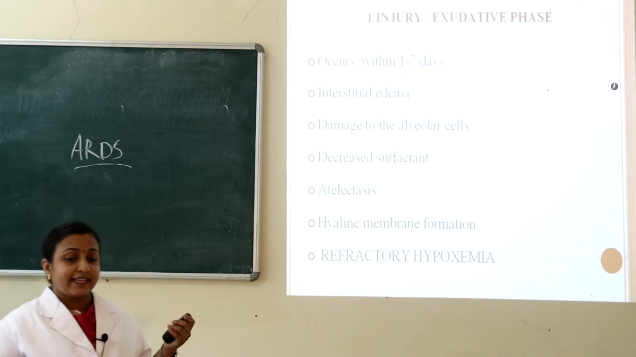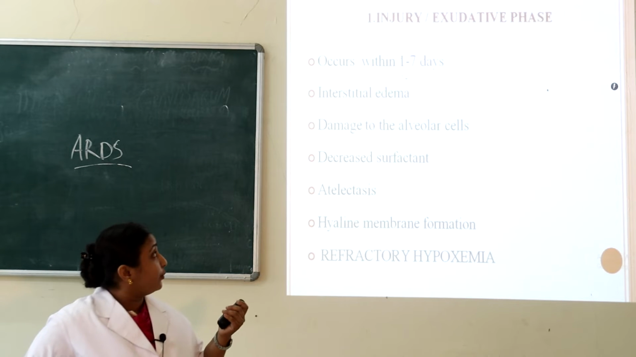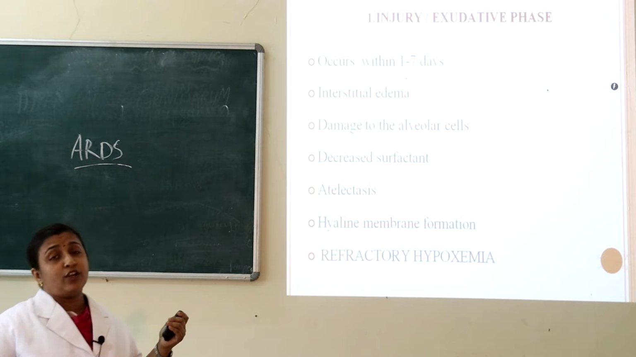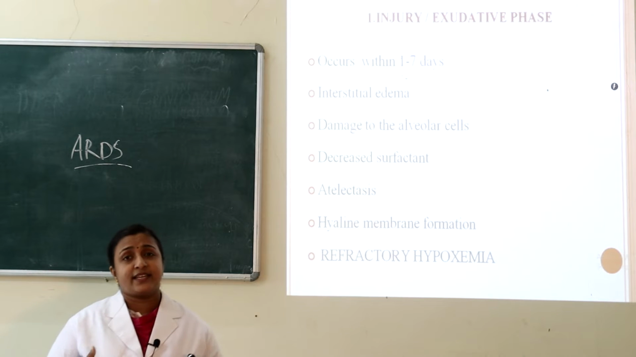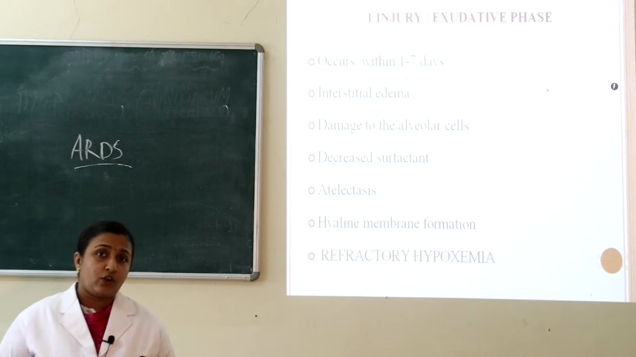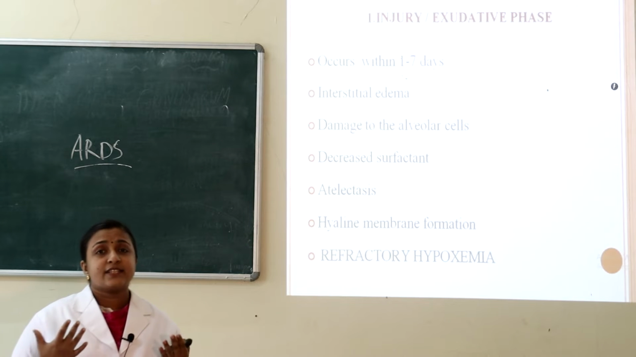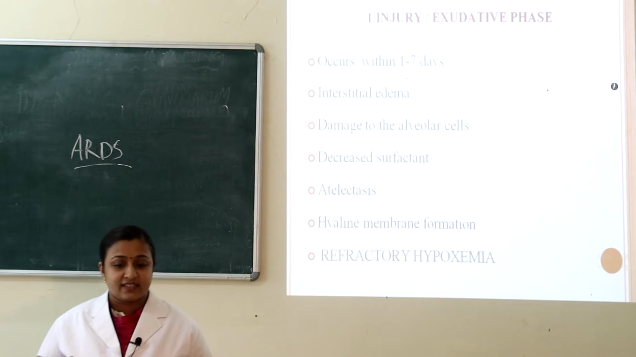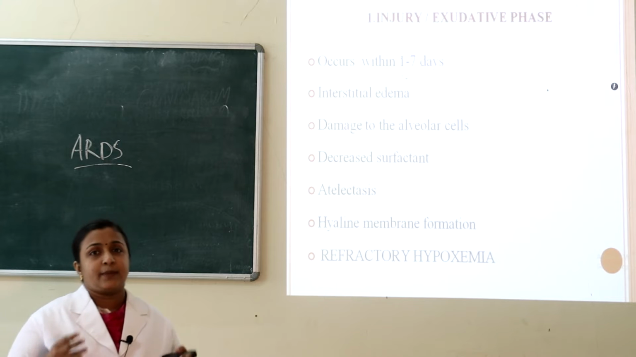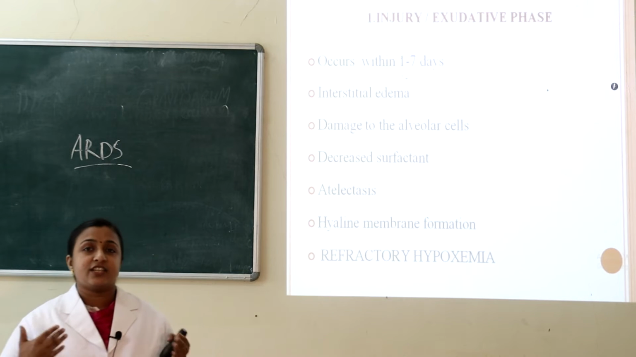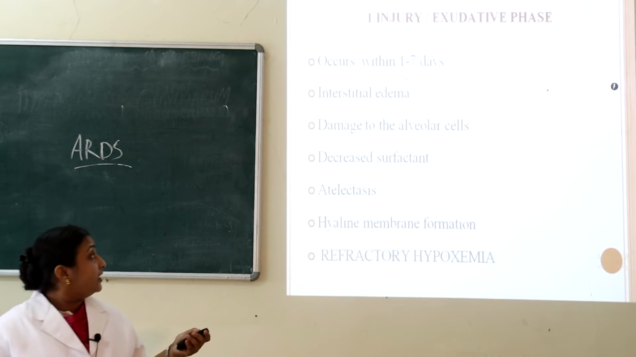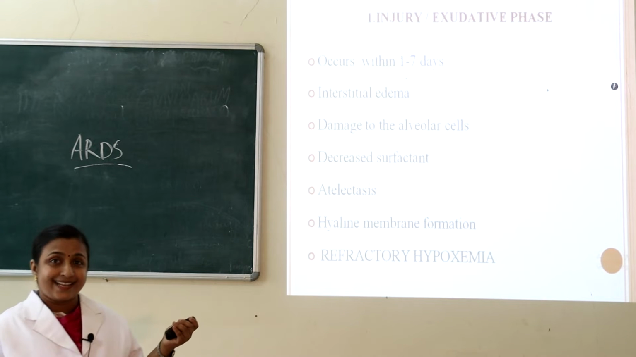The first one is the injury or the exudative phase. What is the injury? We already discussed what the causes are. From those causes we can have the injury or exudative phase, which occurs within 1 to 7 days. Initially the patient may have interstitial edema, which leads to damage to the alveoli cells.